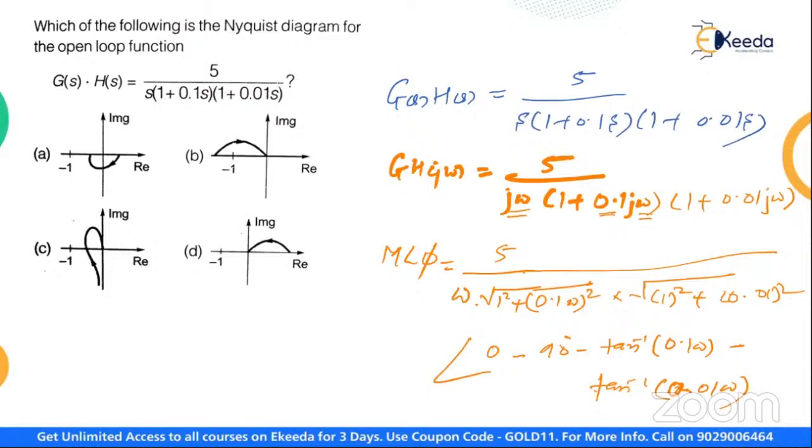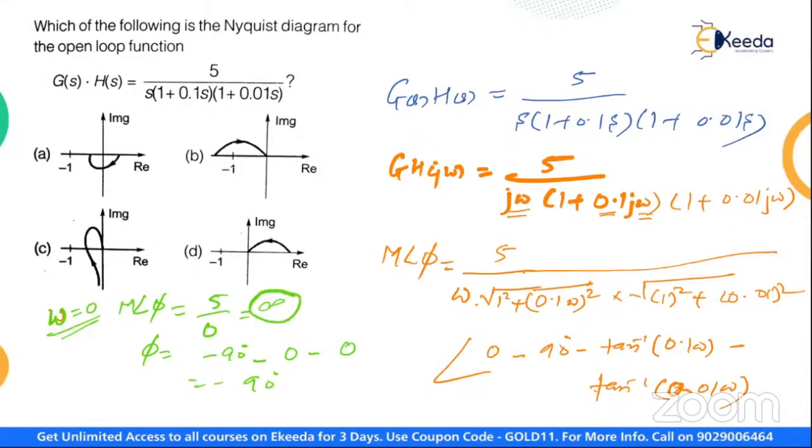Now let us see what happens at omega equal to 0. Let me use another color for that. So if I see what happens at omega equal to 0, what is M phase? At omega equal to 0, 5 upon omega is 5 upon 0, so it is infinity. What about angle phi here? It is minus 90 degrees, minus tan inverse of 0, which is 0. So it is minus 90 degrees. Basically, it is starting at infinity and minus 90 degrees.